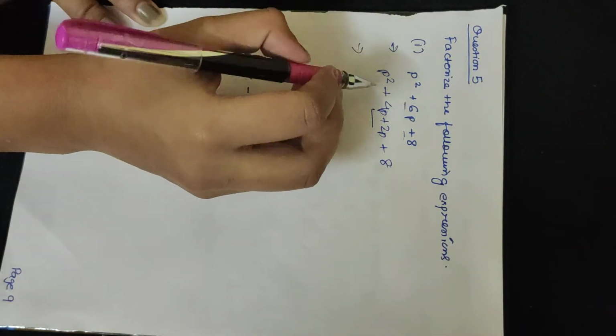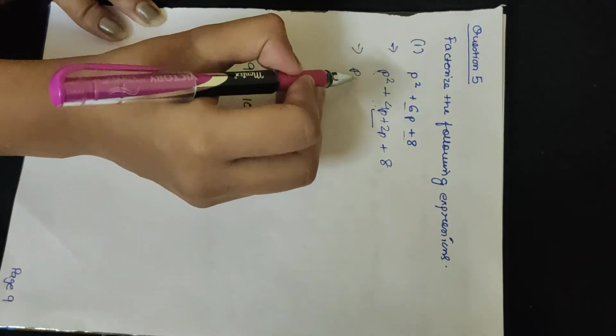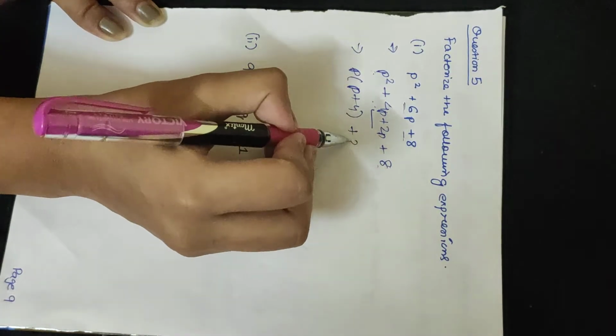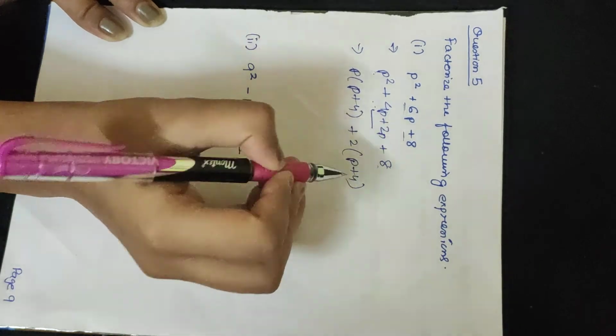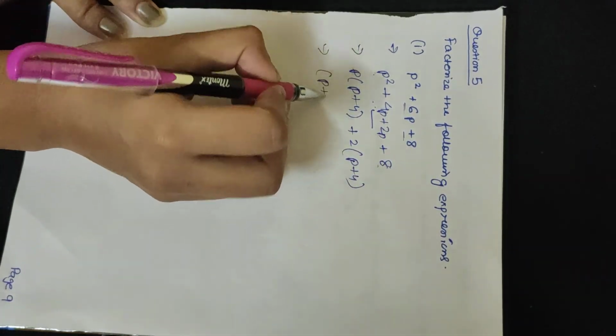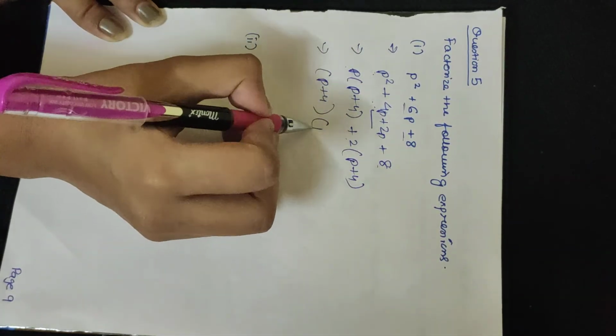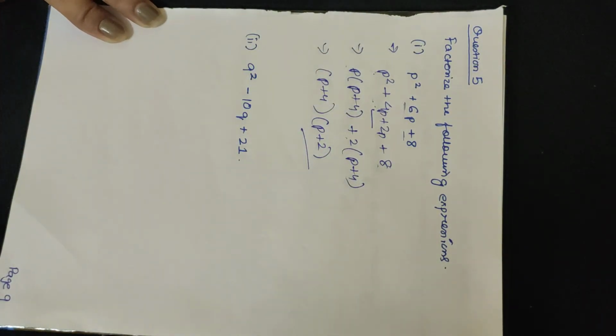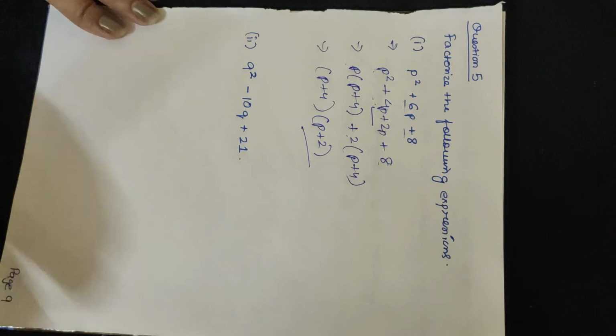So next what we can do, we can take common in the first 2 terms, which is p plus 4, and again in the last two, 2 is common, and then it brings p plus 4. So it is going to be p plus 4, and whatever is left we write in another bracket as p plus 2. So this is going to be our answer.